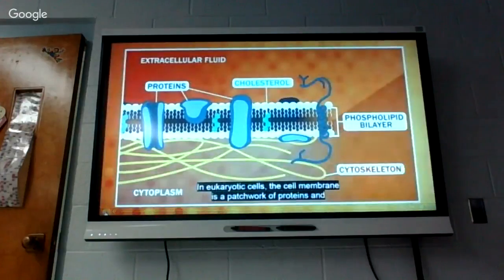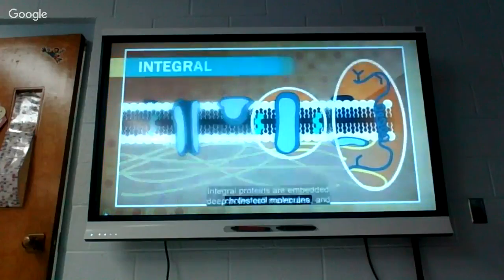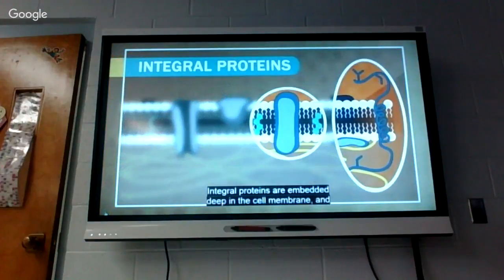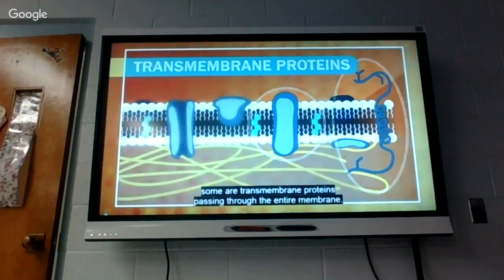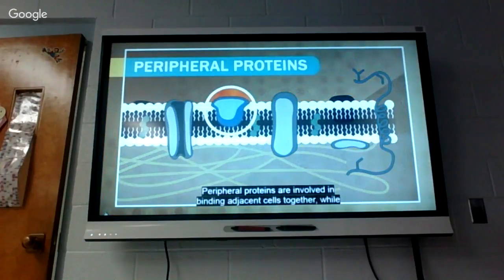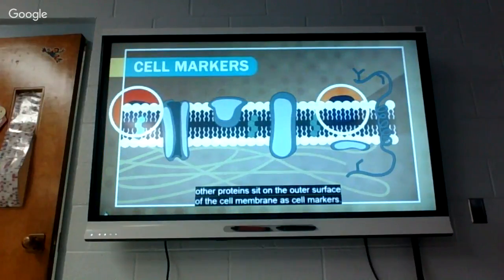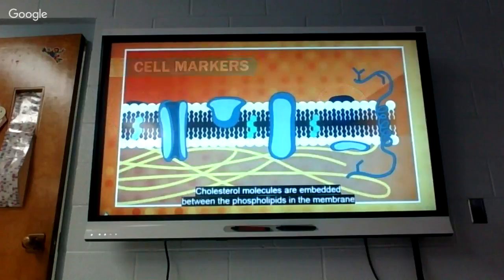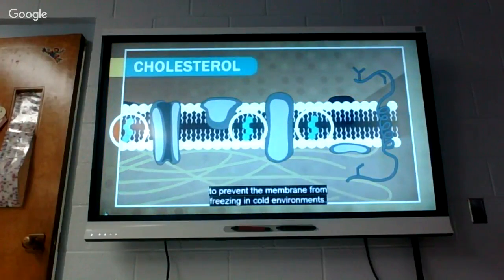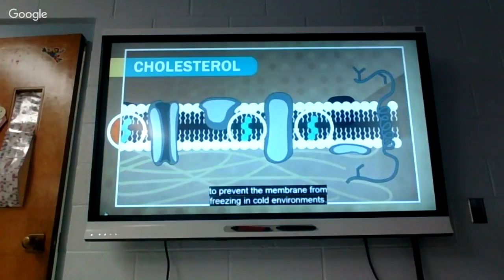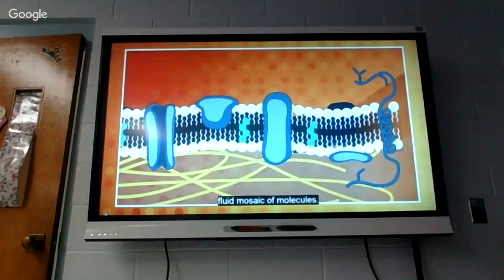In eukaryotic cells, the cell membrane is a patchwork of proteins and cholesterol molecules. Integral proteins are embedded deep in the cell membrane, and some are transmembrane proteins, passing through the entire membrane. Peripheral proteins are involved in binding adjacent cells together, while other proteins sit on the outer surface of the cell membrane as cell markers. Cholesterol molecules are embedded between the phospholipids in the membrane to prevent the membrane from freezing in cold environments. The cell membrane is not a rigid structure, but rather a dynamic and fluid mosaic of molecules.